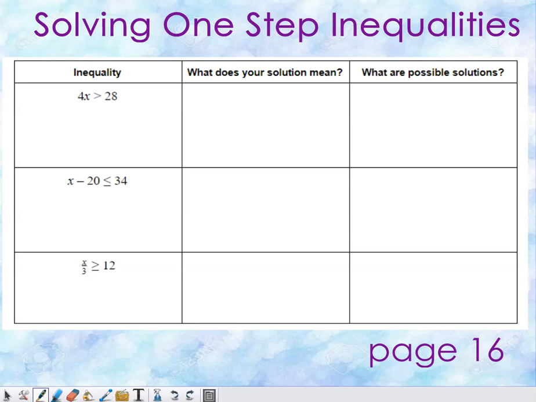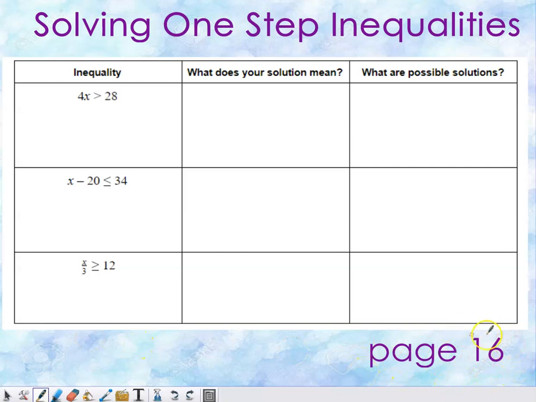Okay, so if you are watching this video now, you should have completed the 10 questions on Go Formative. And now we are moving on to solving one-step inequalities. The way we solve them is basically the same way we solve equations. The only difference is that instead of an equal sign, they are going to be inequality signs, but we solve them the exact same way.